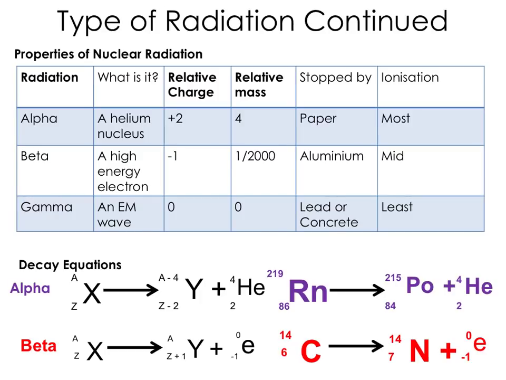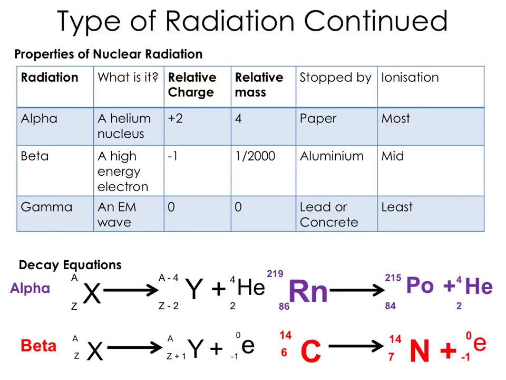So if an atom was to decay by alpha, the stable nucleus that's left at the end would have 4 fewer nucleons, and 2 fewer protons. So its atomic number would go down by 2, and its mass number would go down by 4. To see that example, we've got radon here, which is 219 and 86.